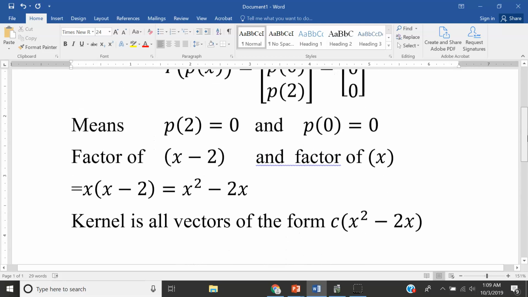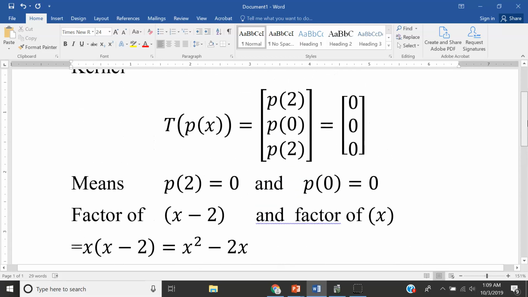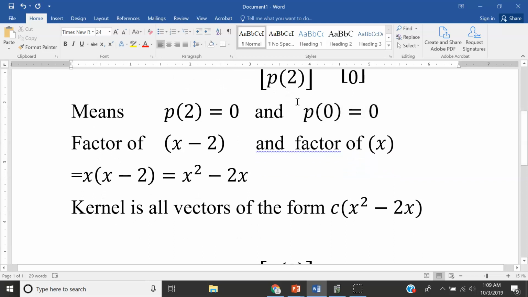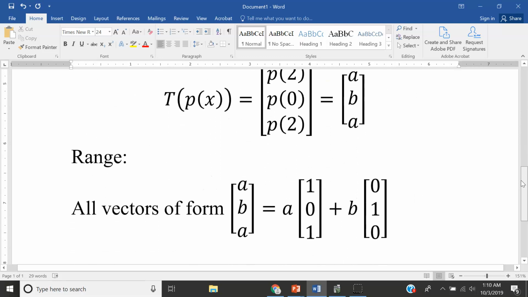Kernel of this one's a little bit tougher because we have to understand that in order to get 0, your polynomial has to have a factor of x minus 2. In order to get 0, your polynomial has to have a factor of x. Range is a little bit more straightforward.